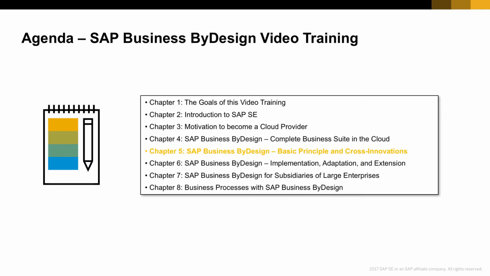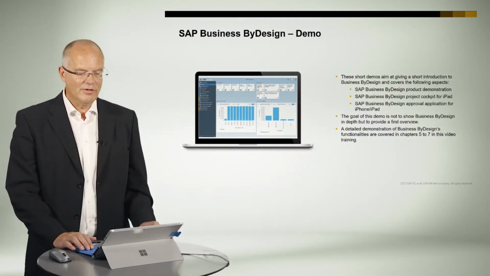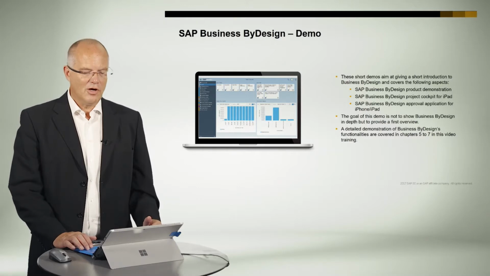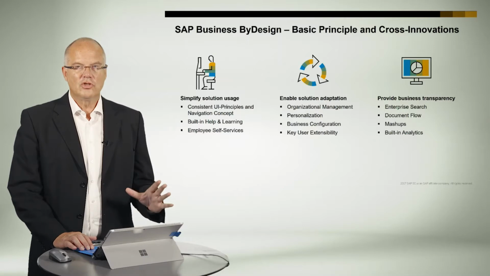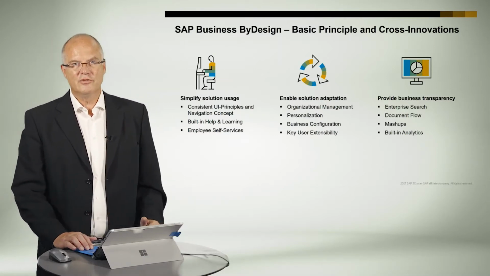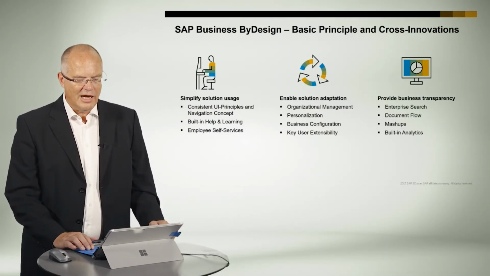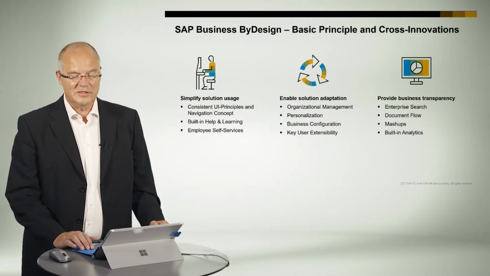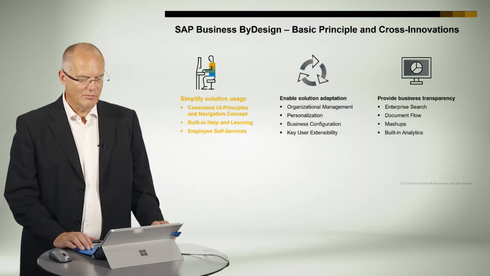In the next chapter, let's talk about some of the basic principles and the cross-innovations which we put for you into Business by Design. We've already looked at the demo where you saw how the user interface looks at the moment. And I tried to show you what is the principle behind the simplification of the user interface, the pattern-based model. We want to talk about how you can adjust the solution to the specific requirements that you have, and then talk a little bit about how do you use the business transparency that we built in.